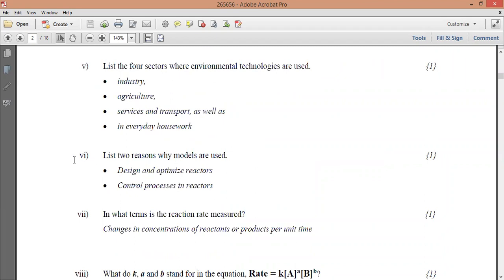The question that follows, you're also able to answer just from what we've covered. List 2 reasons why models are used. Models are used in order to design and optimize reactors and in order to control processes in reactors.